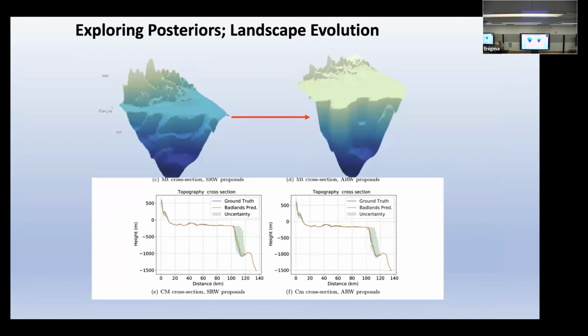And finally, we get to our posterior of our landscape evolution. If we have a look at our estimate versus what we actually observe, with uncertainty, this is a cross section. You can see this is where the continental shelf drops off. We're uncertain around there, but we're pretty confident everywhere else. And without looking at anything else, you would think we were doing really well.